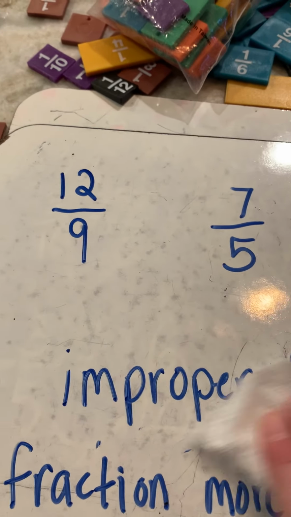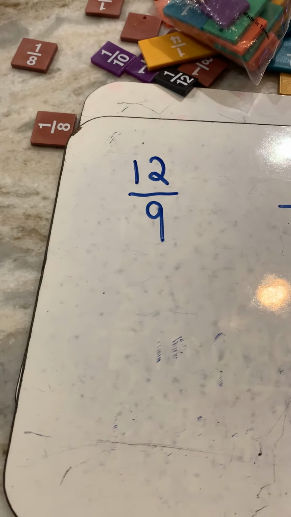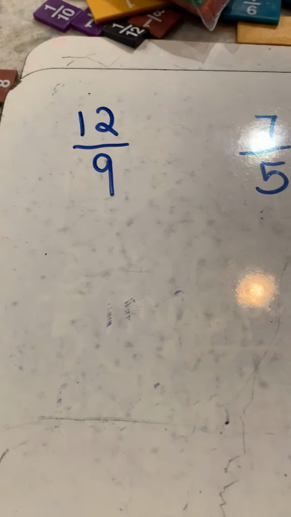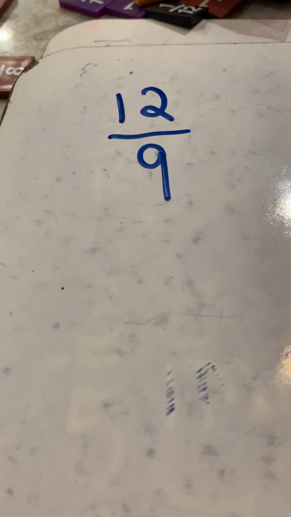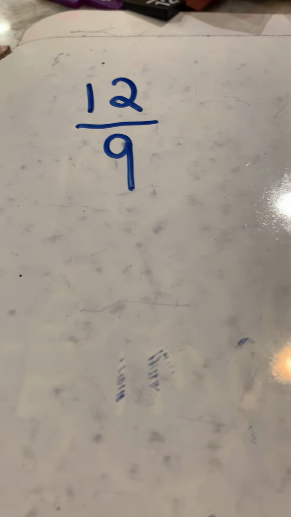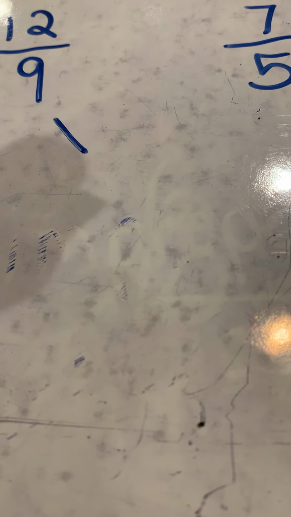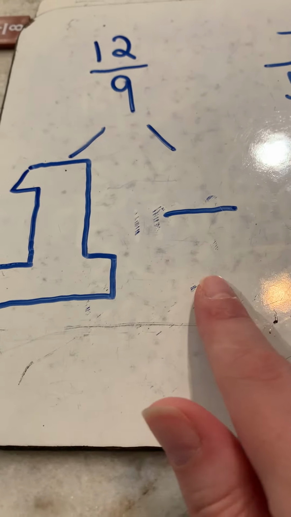So I'm going to show you guys how to change these into something called a mixed number, because I noticed that a lot of you had problems with this. A lot of you had problems with doing number bonds correctly. So I'm going to show it first for this one with a number bond, and then for the second one, I'm going to use fraction tiles. So for 12/9, I want to pull out the whole, and then I have to record what's left. So I have my one whole and my fraction that's going to be left over.